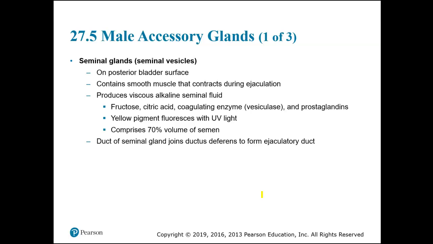Okay, so the seminal glands, here's what you definitely need to know. The seminal glands produce a viscous, that means thick, alkaline, that means basic, seminal fluid. Because once the semen enters into the female vagina, it's a very acidic environment, which is bad for the sperm. So the semen is alkaline so that it can counteract the acidic environment of the vagina and keep the sperm from dying.